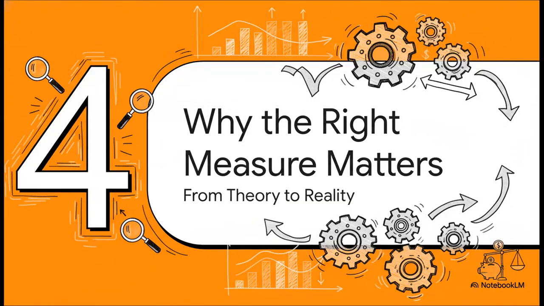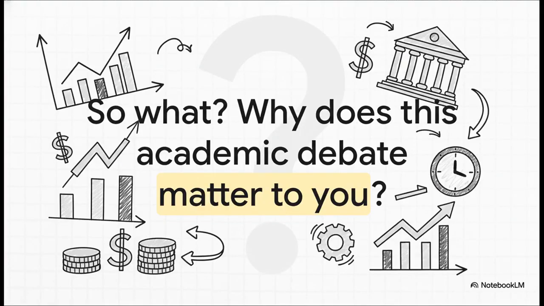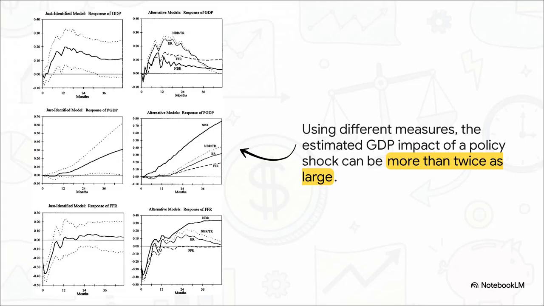So, okay, this is a great story of academic detective work, but what does it actually mean for the real world? Why does picking the right measurement even matter? Let's just ask it directly. So what? Why should this debate from the '90s have any relevance to your job, your mortgage, or your savings? This graph is the answer.